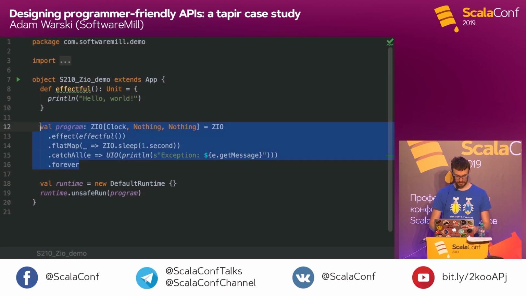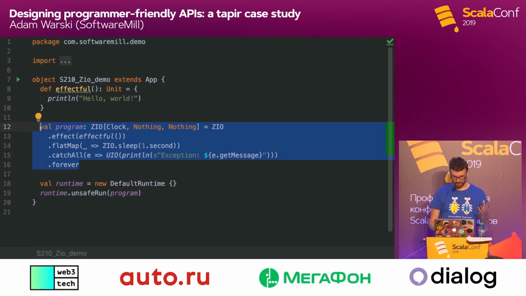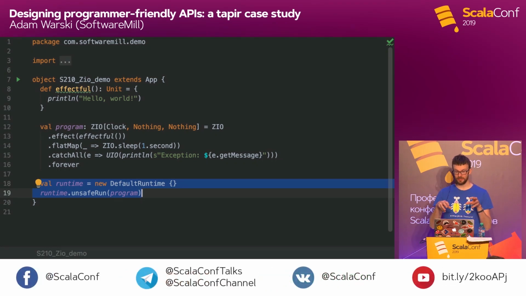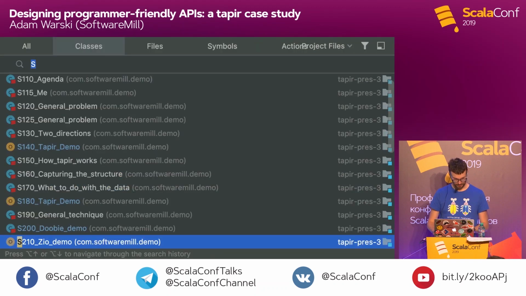But still, a ZIO program or a Monix program, it's just a data structure, right? Nothing will happen if we just create the data structure. We need to provide an interpreter, and in ZIO's case, the interpreter is called the default runtime. And once we interpret it, things will actually happen.